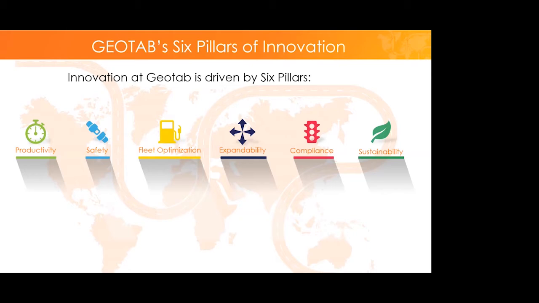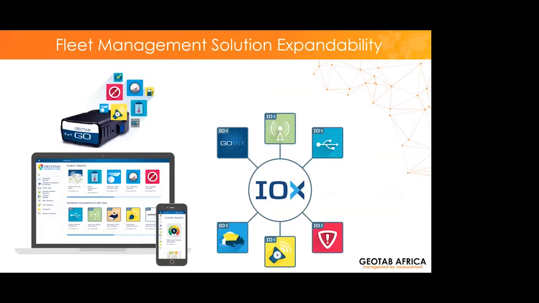From the 6 pillars of innovation, I will be discussing expandability. IOX expandability. IOX as in input and output expanders. If you are looking for a way to get more from your telematics, IOX expanders are a great option. Through Geotab IOX add-ons, businesses can extend their fleet tracking capabilities and get more value from their telematics solution.